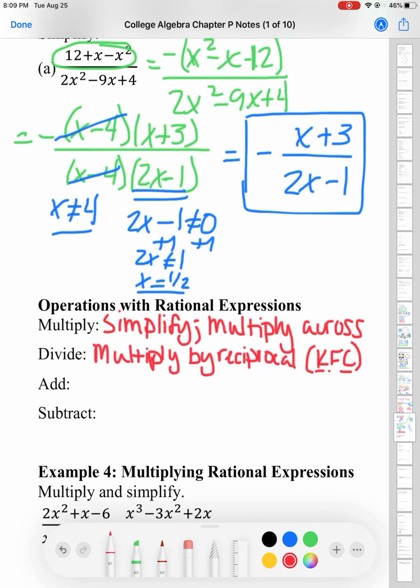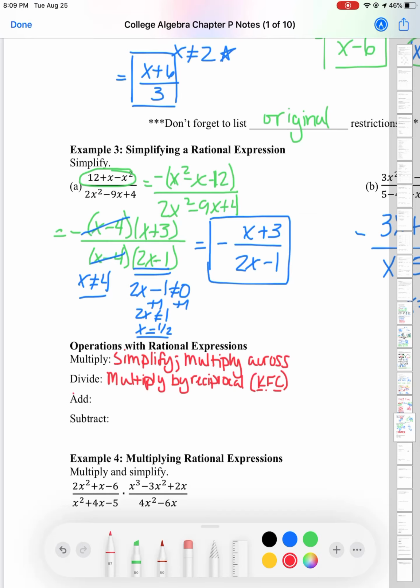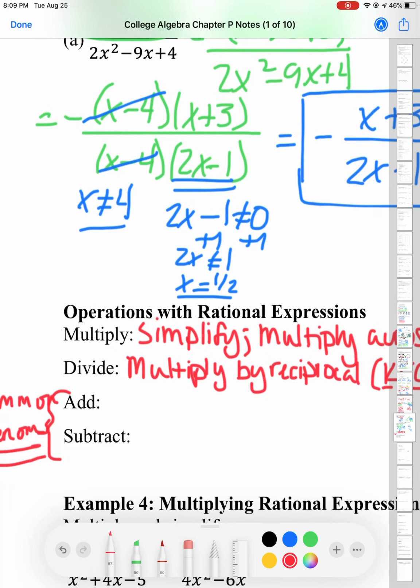To add and subtract, remember you need common denominators, which we're going to do a bunch of examples. So first you need common denominators. With adding, after you get common denominators, you just add like terms in the numerator.